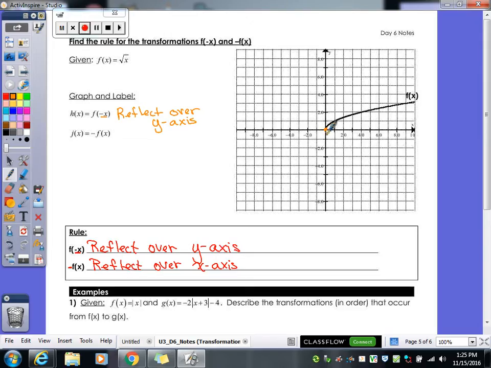Again, we're still going to have the point 0, 0. That's not going to change. But the point 1, 1 would become the point negative 1, 1. And then let's see here, another nice point. 4, 2 would become what? Negative 4, 2. 9, 3 would be negative 9, 3. So there would be our reflection over our y-axis. And all of your x values became negative.